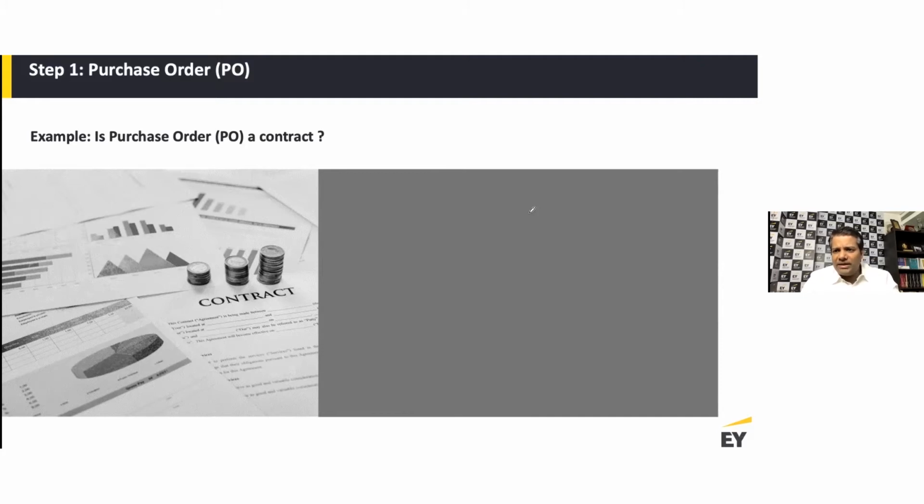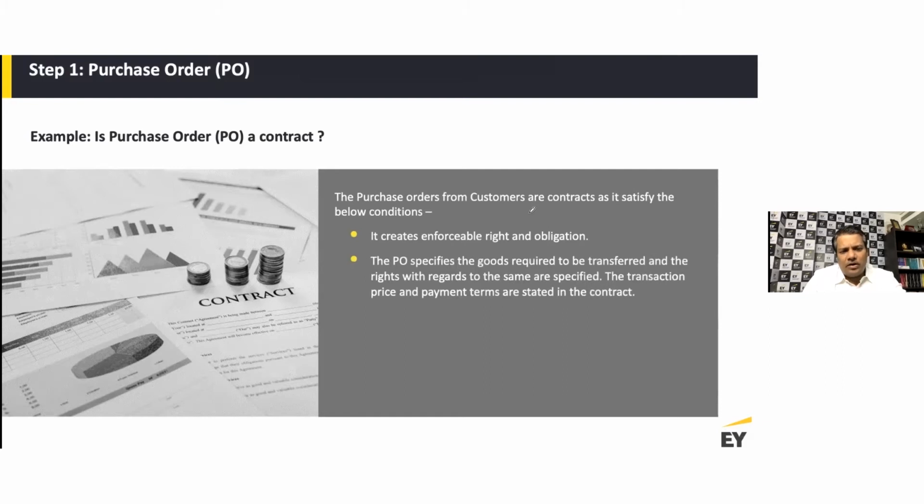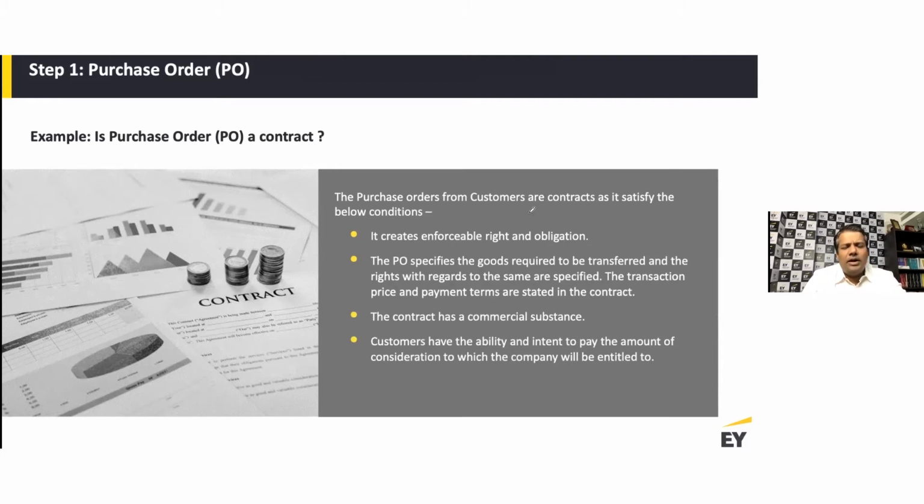Now, that purchase order is supposed to specify what the product under consideration is, how much quantity, what the price is, what all other terms and conditions there are, and how this will be settled. All of these terms and conditions are supposed to be written as part of the purchase order. So what it suggests is that the purchase order creates enforceable rights and obligations. The PO specifies the goods required to be transferred, and the rights with regard to the same are specified. The transaction price and the payment terms are also stated in the contract.